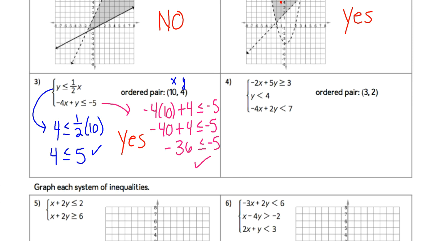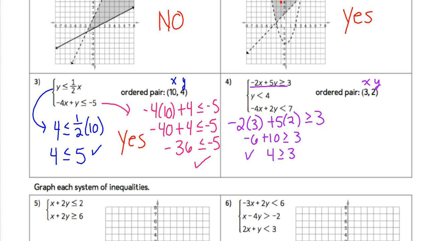Okay, for practice problem number 4, we've got our XY pair of 3, 2. Let's check it in each inequality. So for the first one, we've got an x value of 3 and a y value of 2. And we want to see if that's greater than or equal to 3. So when I get there, I get -6 plus 10 is greater than or equal to 3. That's 4 is greater than or equal to 3. That is true.